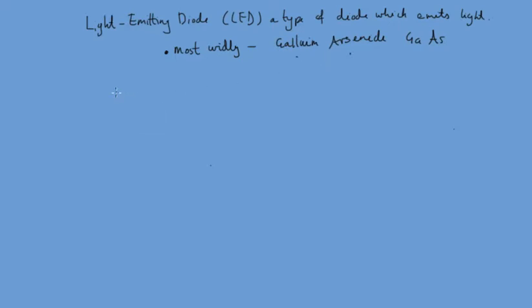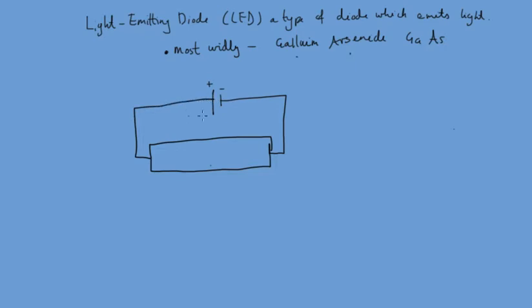Now what happens is, when the electrons move, let's draw a diagram to explain it. So this is our battery, and we connect the battery to our semiconducting material here, and this is our light emitting diode, which has the symbol. So you take your diode symbol, but this time you have two arrows to indicate that it's going to emit light.